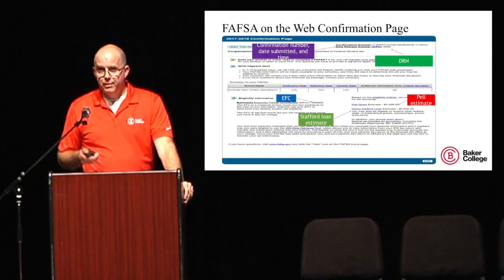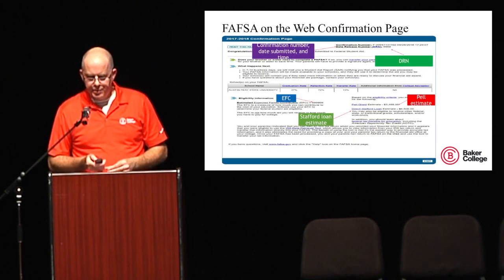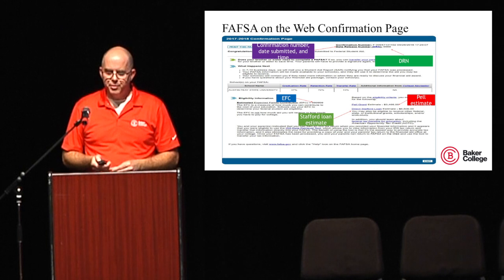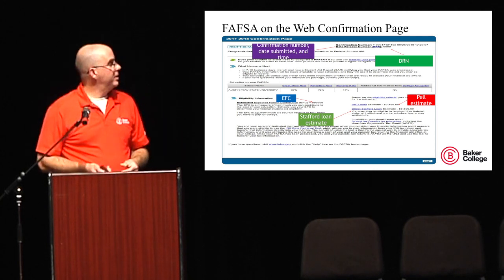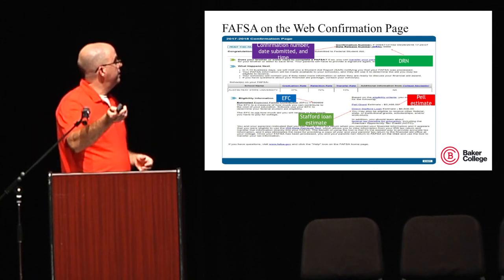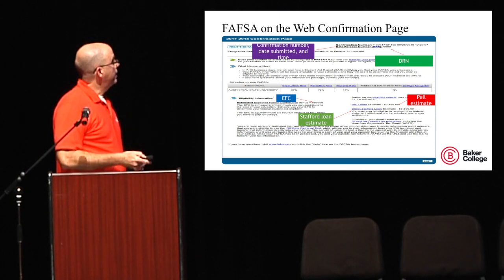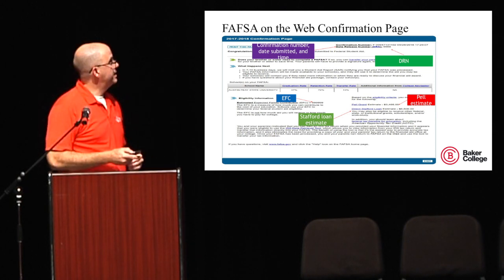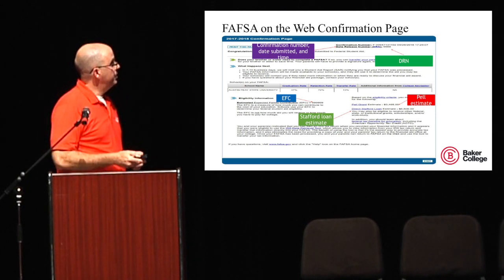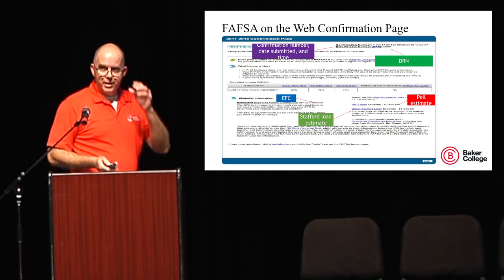When you finish completing the application online, you're going to receive what's called a FAFSA on the Web confirmation page, which will give you an estimate. Well, first of all, it's going to give you a confirmation number, date submitted, and time. It's going to give you the student's DRN number. Let's talk about that real quick.